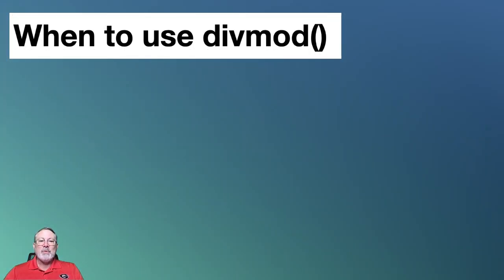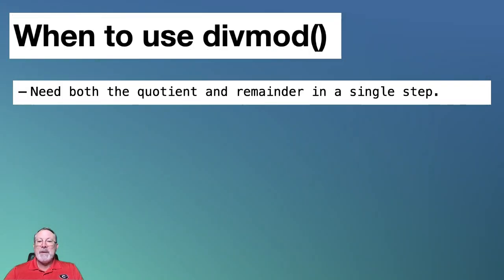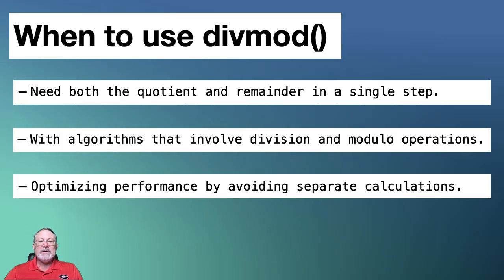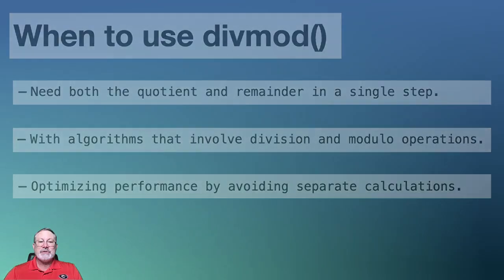You'd use divmod when you need both quotient and remainder and want to calculate them in a single step, you're working with algorithms that involve division and modulo operations, such as distributing items or aligning values, and you're optimizing performance by avoiding separate calculations for division and modulus.